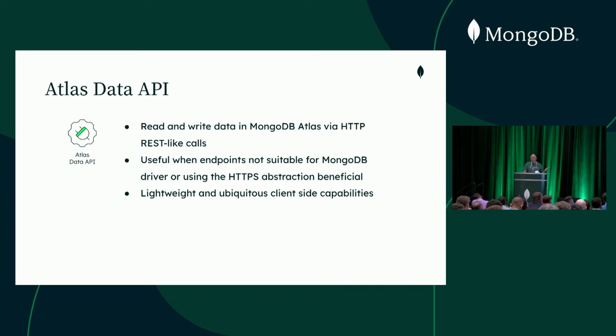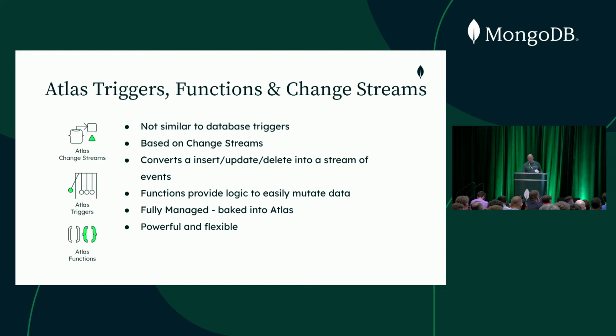Now, Data API just went GA. It's been in preview for, I think, 8 months, they said. I started using it a couple months ago, fell in love with it. Super easy way to read and write data from Mongo. You go into Atlas, you configure your credentials, and you can just use curl. I think Mark just showed this on screen. Super powerful. And then internal to Atlas, you've got triggers, functions, and change streams.